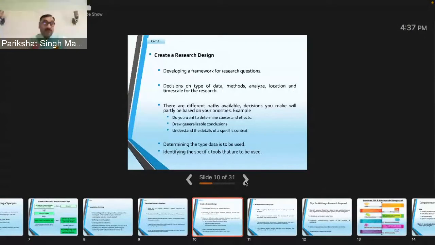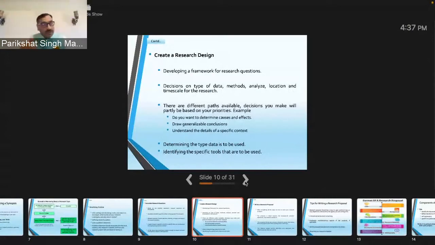Time scale is something we usually don't pay much attention to, but eventually we are worried about the time only, that okay, we have to finish in 3 years or 2 years or 4 years, and that's what we are constantly looking at, but we don't understand how much time each of these activities is going to take. So when you're preparing your research synopsis, there should be clarity vis-a-vis your research design also.